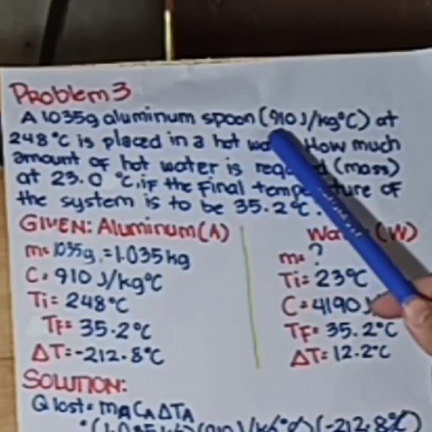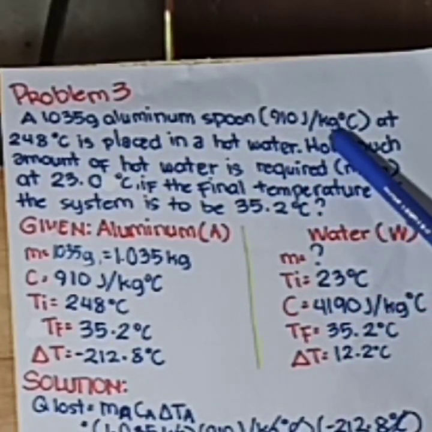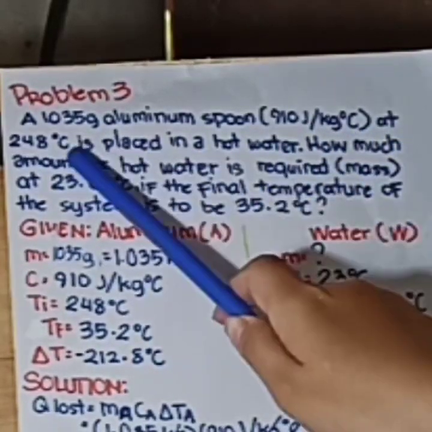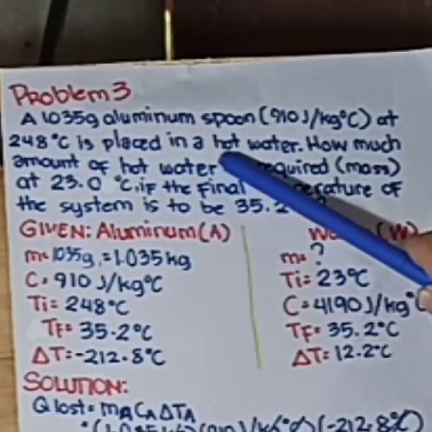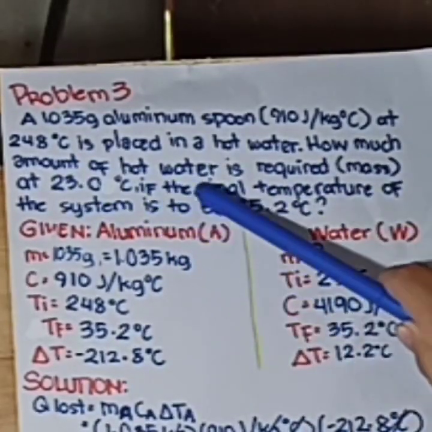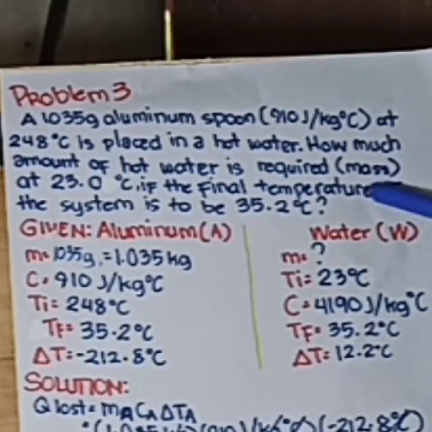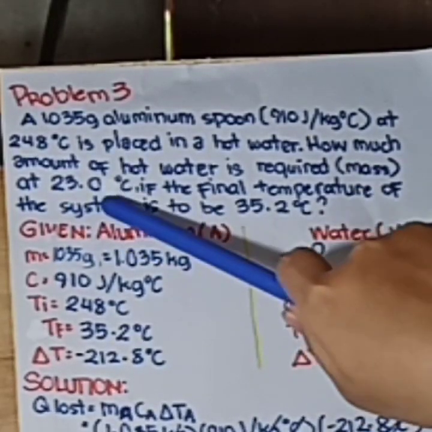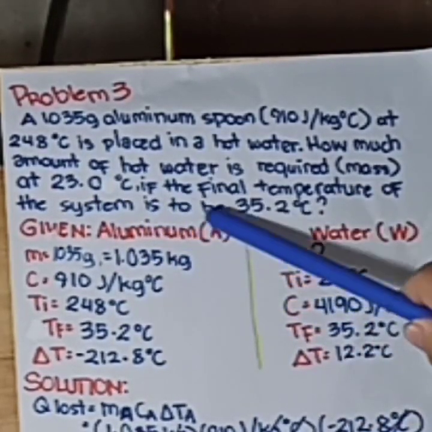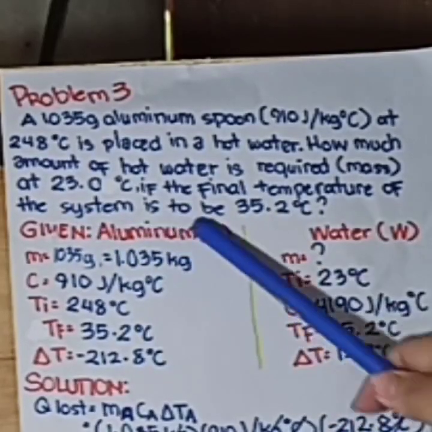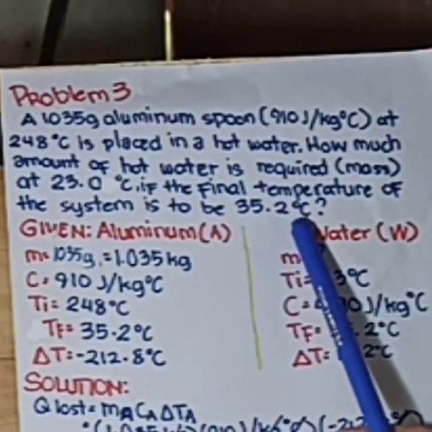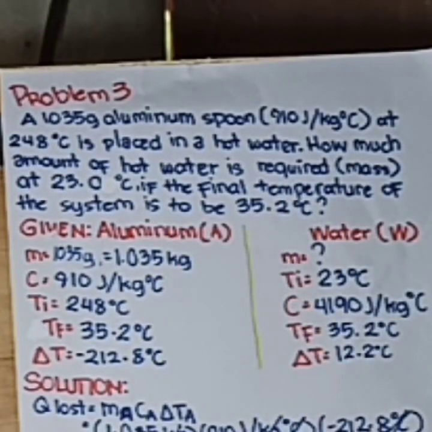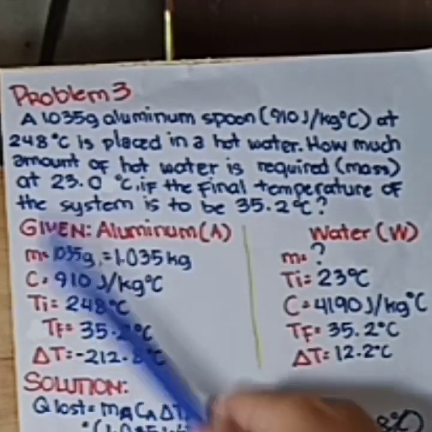1,035 grams of aluminum spoon with 910 joules per kilogram degrees Celsius at 248 degrees is placed in hot water. How much mass of hot water at 23.0 degrees Celsius is required if the final temperature of the system is to be 35.2 degrees Celsius? First we're going to write the given.